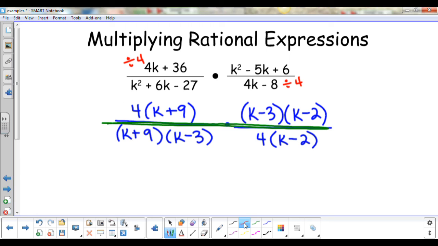So I'm going to cancel out the 4's. I'm going to cancel out the k plus 9. I'm going to cancel out the k subtract 3. And I'm going to cancel out the k subtract 2. So everything canceled out. I am left with no factors. So this would leave me with a value of 1. It does not leave me with a value of 0. It will always at least simplify down to give me 1.